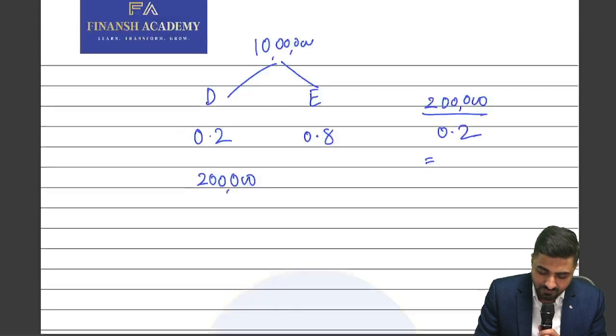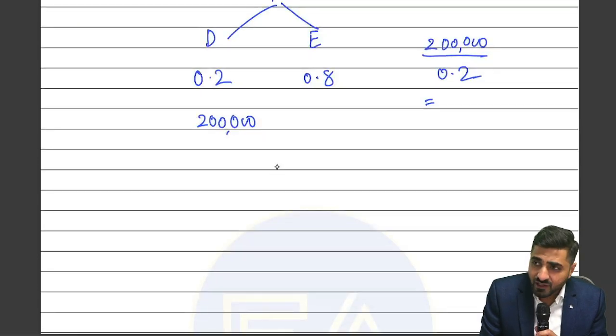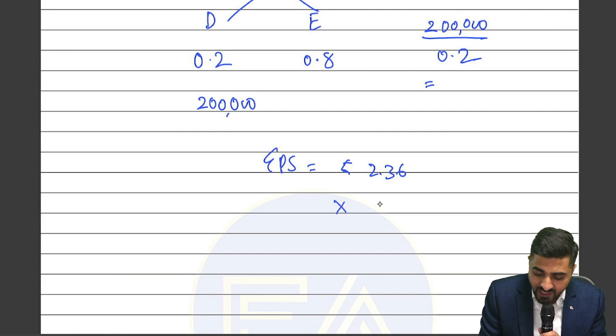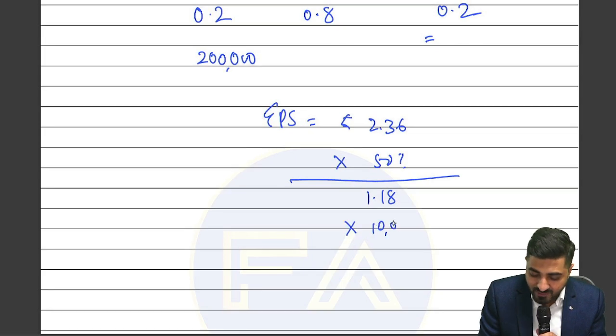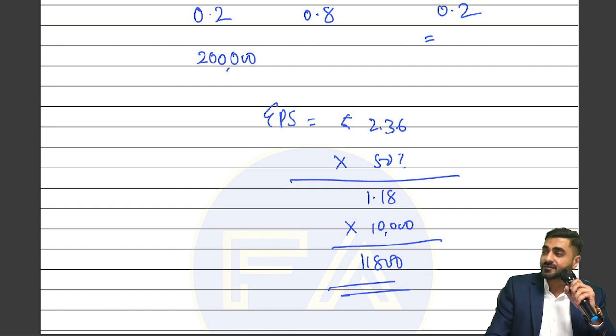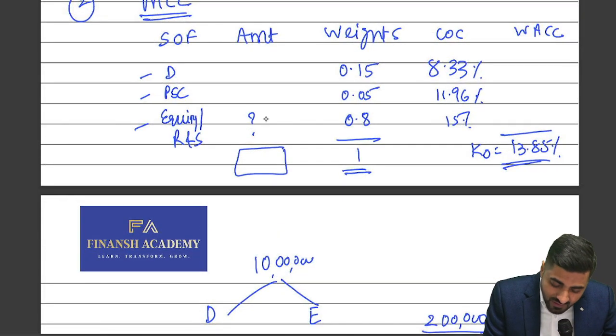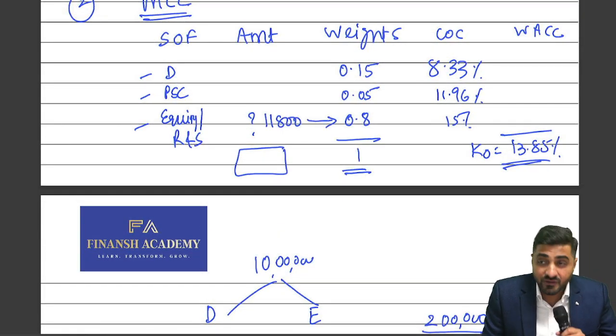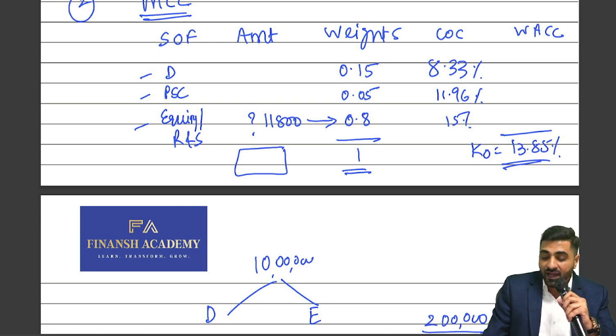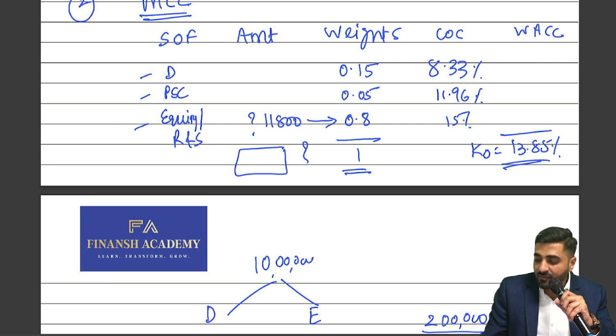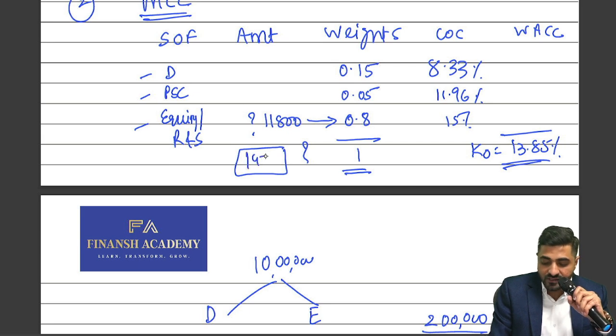Can I say your EPS is nothing but rupees 2.36, guys? How much are we retaining? 50%. So are we retaining 1.18? And what are the number of shares? 10,000. What is my reserves and surplus? 11,800 is my reserves. Do I have the amount? Yes. And do I have its weights also? Yes, sir. Can I get the total amount? Yes, sir. 11,800 divided by 0.8, that is 14,750.